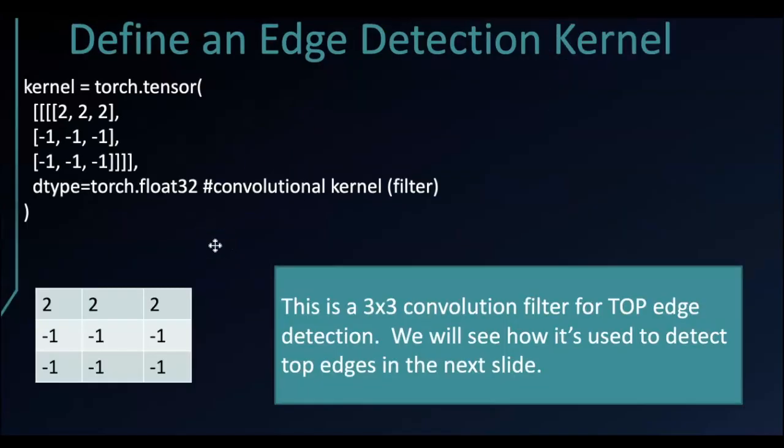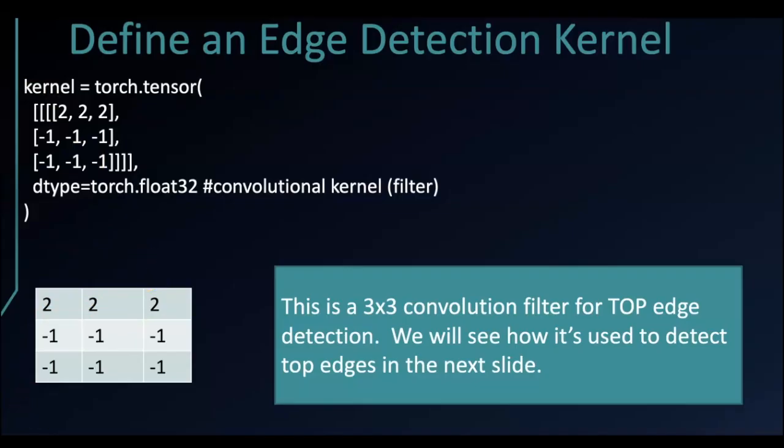Next, I'm going to define a kernel that's going to be useful in the edge detection, and this is just a little matrix. There's more than one way to do this. I was aiming for something where if you add all the numbers in this little kernel together, you're going to get 0. So I started with the top, all 2's, and then -1 for the second row and the third row. And if you add all the numbers together, you're going to get a 0. And this 3x3 convolution filter is used for top edge detection, and we've got the non-negative numbers on the top.